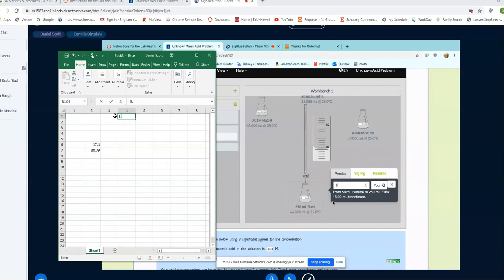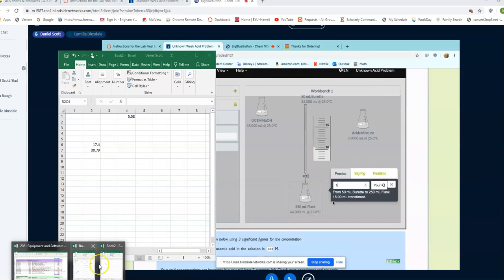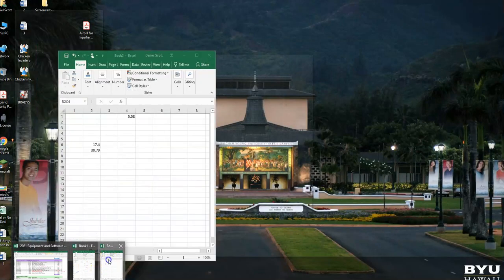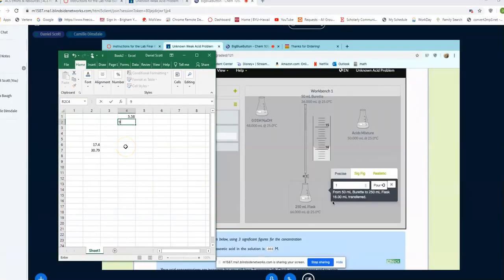Is 5.58 more? Yeah, and then the other pH was 9.94. I think that should be right, but we were a little bit off on that first one, but I wouldn't think that would have made that big of a difference. Okay, so here we go.